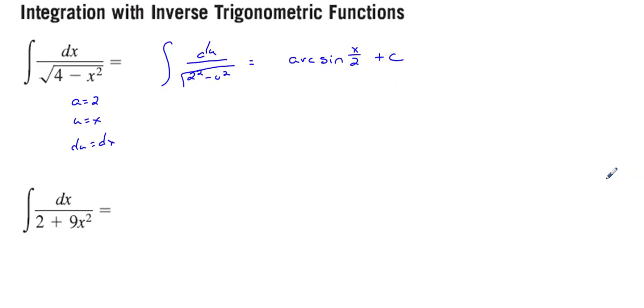Usually you'll see a pattern here. If there's just a whole bunch of stuff in the denominator, it's probably going to be one of those trig function ones: the arc sine, arc tangent, arc secant. Do we have to write it like this? Not necessarily. You could just write x squared and go straight to this.